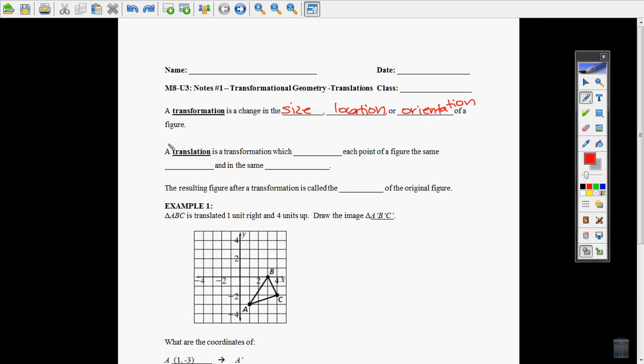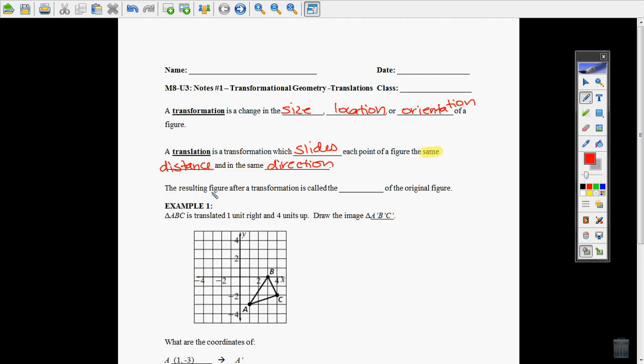So today we're going to focus on the location of a figure. A translation is a transformation which slides each point of a figure the same distance and in the same direction. I cannot emphasize enough the word same. Every single thing has to go the exact same. If you're going to move one point 2 units to the right, you have to move all the points 2 units to the right. It has to be the exact same in order to be a translation.